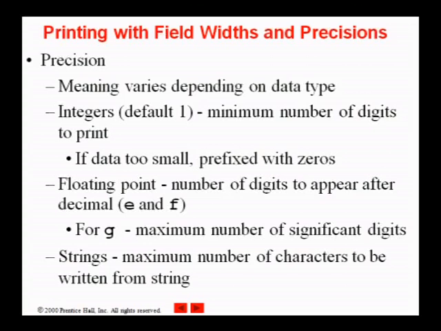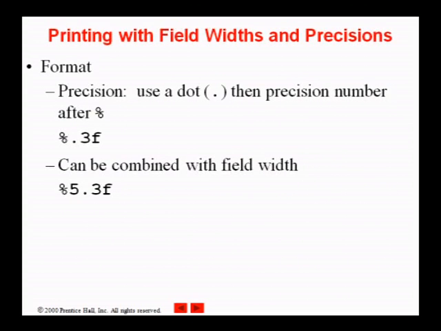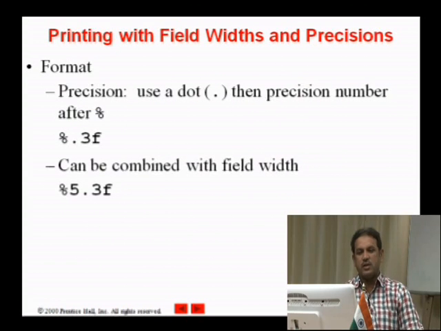In a string, there may be 5 lines of data and you want to display only 1 line. That is also possible. Then, printing with field width and precision format, we also use the dot operator after the percentage sign, like %.3f. It can be combined with field width, %5.3f: 5 digits for the whole number and 3 digits for the fractional values. So the dot operator can be used for specifying how many digits you want for the fractional values.